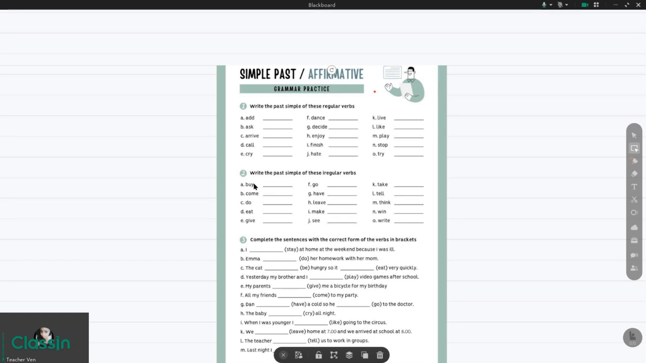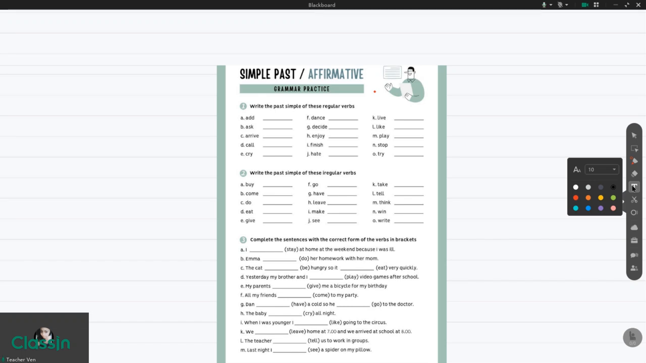And for our today's lesson or lecture, we are going to have this grammar practice. So let's try answering it, okay? Guys, are you ready? We're going to try answering this simple past affirmative grammar exercise. Okay, let's try. Write the past simple of these regular verbs. So when you say regular verbs, usually you are just going to add ed and it becomes its past simple form, right? Okay, so let's try answering this.